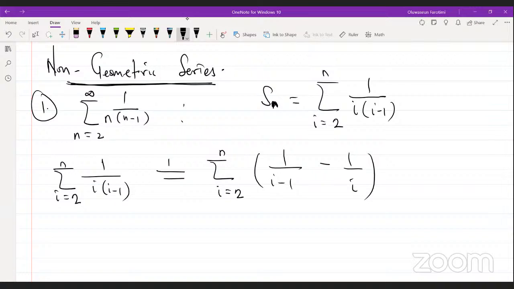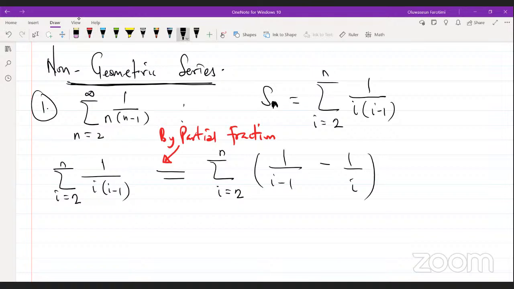So let me put it here. By partial fraction. I hope you remember how to do partial fraction, okay? Because you actually need it here. Not partial series, partial fraction. Okay, that is the idea of partial fraction. So now we've been able to resolve this by partial fraction, right?